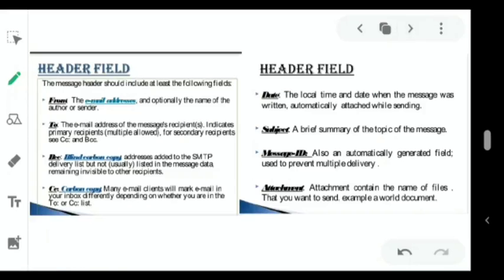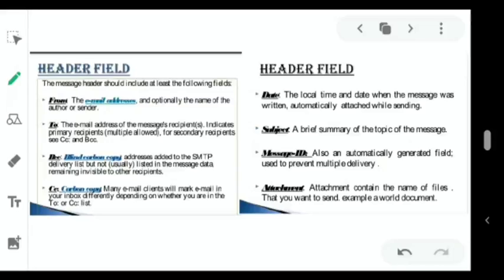Now we will write more about the header fields. What does the header field consist of? First is From, that is the email address and optionally the name of the author or sender. Second is To, that is the email address of the recipient to whom you want to send. If you want to send a single message to 5 or 7 people, you can write them all in the To part, no problem. Next, come to BCC, that is a blind carbon copy, an address added to the SMTP delivery list, but not usually shown.